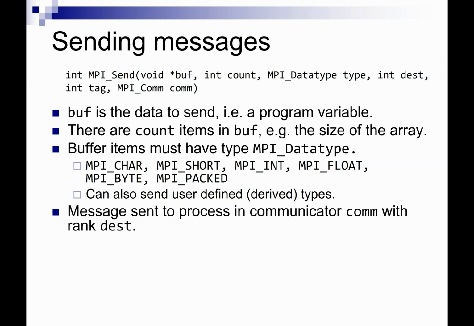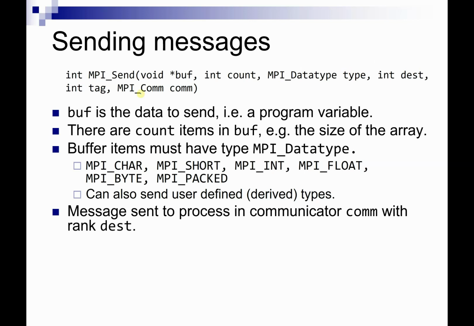So you can give one of these data types, or if you've defined your own data type and you're trying to send something with your own data type, then you can also put that type over here. Okay, now since we're sending, we need to say where we're sending to. So this destination is the rank of the process within our communicator.